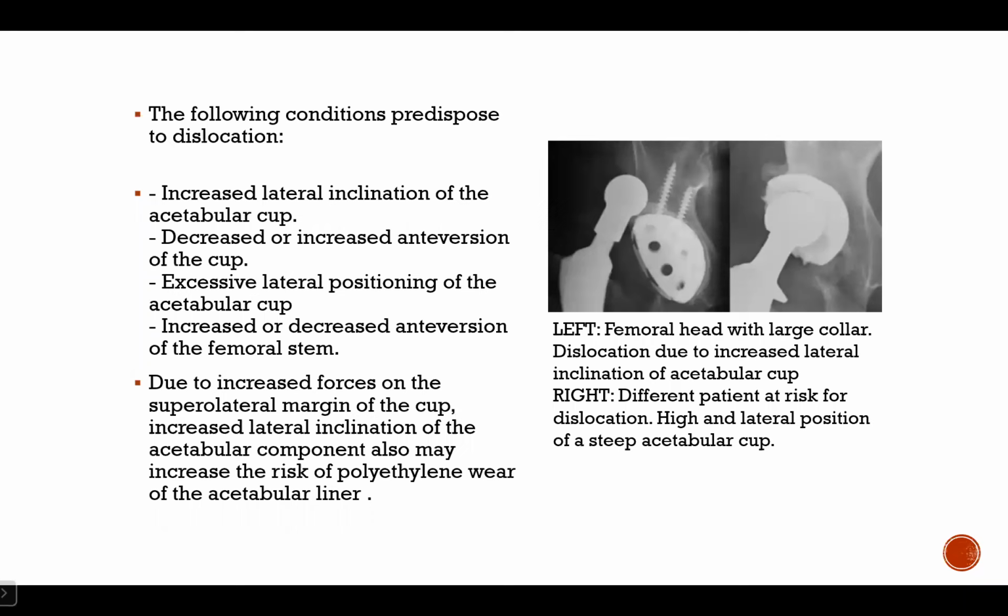The following conditions predispose to dislocation: increased lateral inclination of the acetabular cup, decreased or increased anteversion of the cup, excessive lateral positioning of the acetabular cup, and increased or decreased anteversion of the femoral stem. Due to increased forces on the superior lateral margin of the cup, increased lateral inclination of the acetabular component also may increase the risk of polyethylene wear of the acetabular liner. This radiograph shows the dislocation due to increased lateral inclination of the acetabular cup.